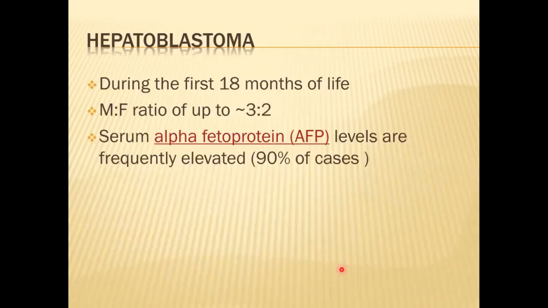Hepatoblastoma is a malignant lesion of pediatric patients. It is seen during the first 18 months of life. Again, male predilection is seen in hepatoblastoma, with a 3:2 ratio. And serum alpha-fetoprotein levels are also frequently elevated in hepatoblastomas.